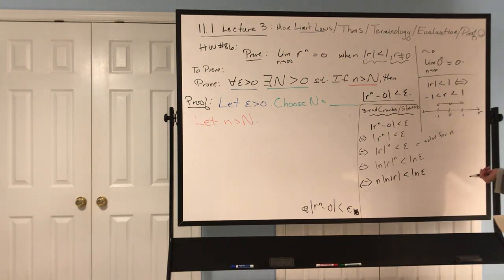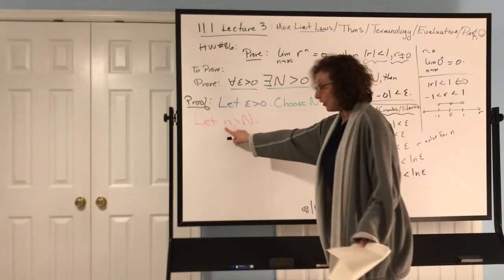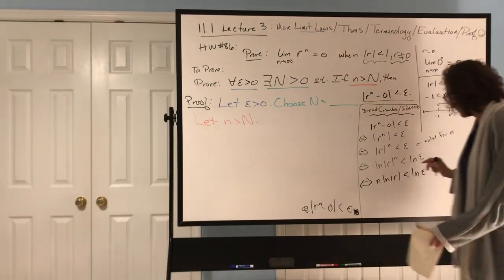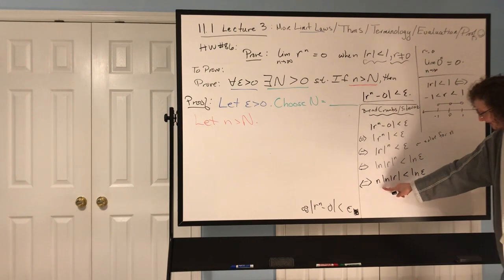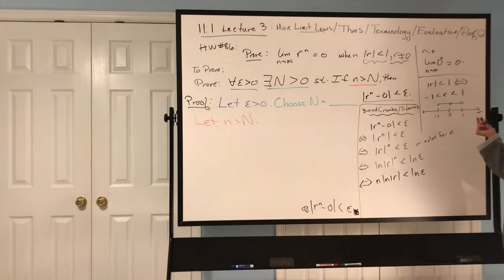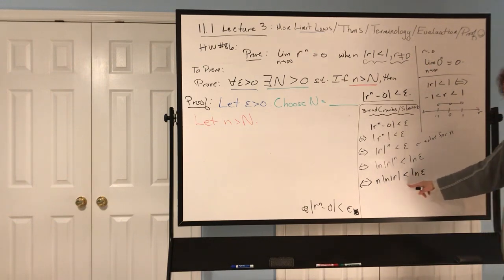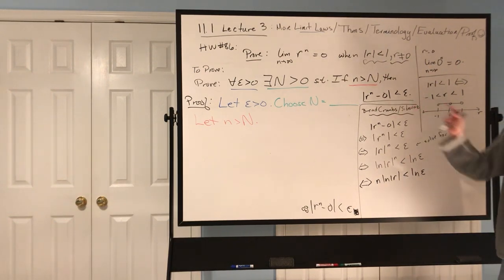What was our goal again? Solve for n, get something that n is greater than. Now hold on. If I want to solve this for n, I would just divide by the natural log of the absolute value of r. But that would give n is less than something, and I need n is greater than something. Did we do something wrong here?